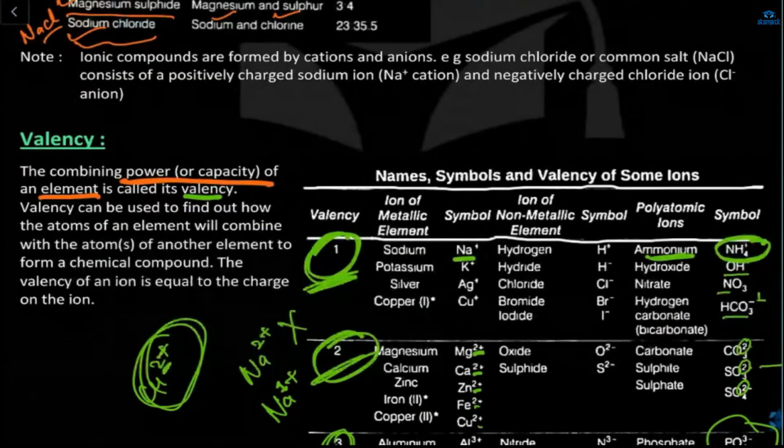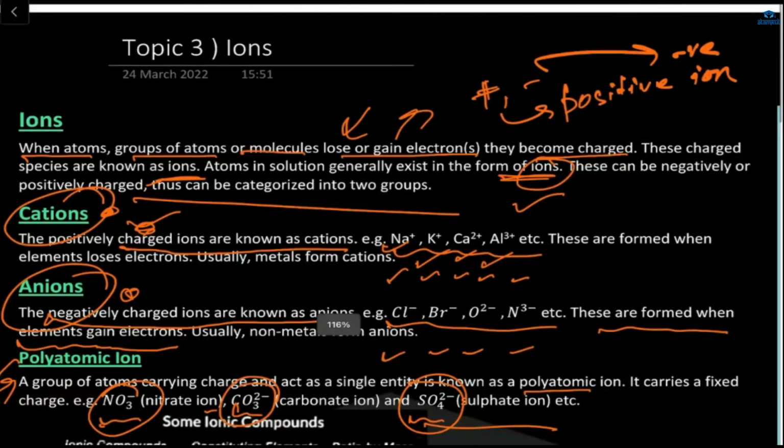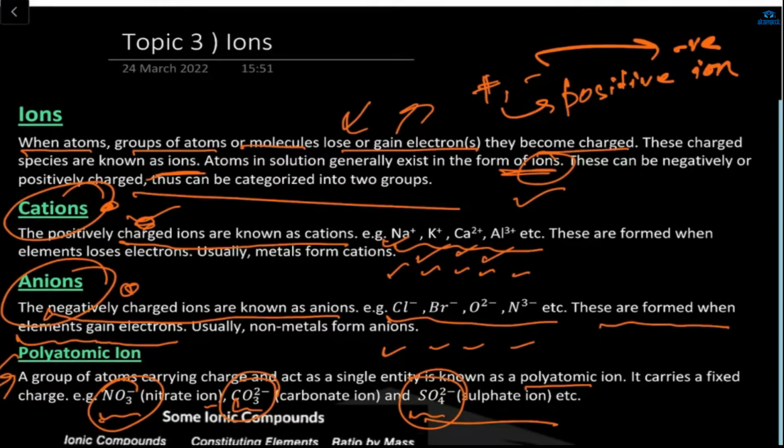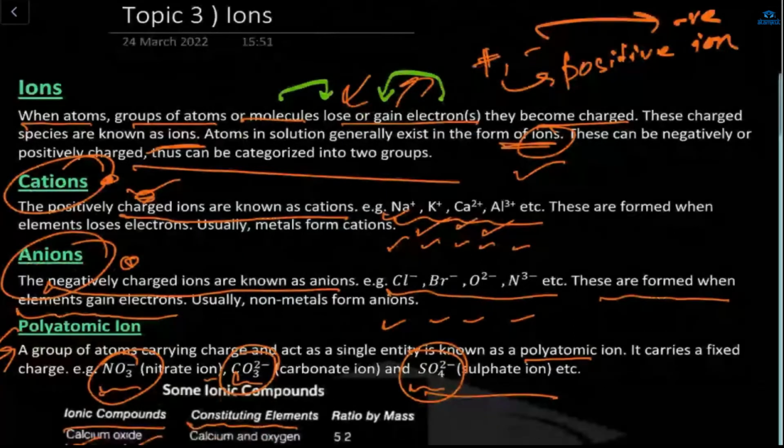Okay, so the valency concept is clear. Now, an ion is an atom or group of atoms which loses or gains electrons. So it can lose or gain electrons in two ways. The first is a positively charged ion, the second is a negatively charged ion. A positively charged ion is a cation and a negatively charged ion is an anion.